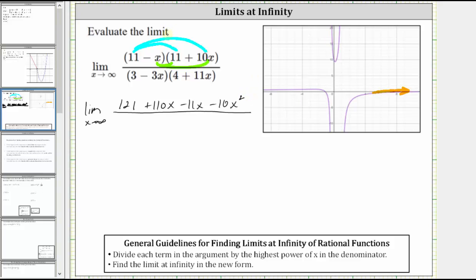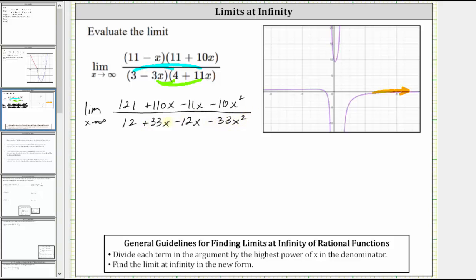And now we multiply the two factors in the denominator. So we distribute the 3 into the second binomial, and then distribute the negative 3x into the second binomial. So 3 times 4 is 12. 3 times 11x is 33x, giving us plus 33x. Distributing negative 3x times 4 gives us minus 12x. And then negative 3x times positive 11x gives us minus 33x squared.